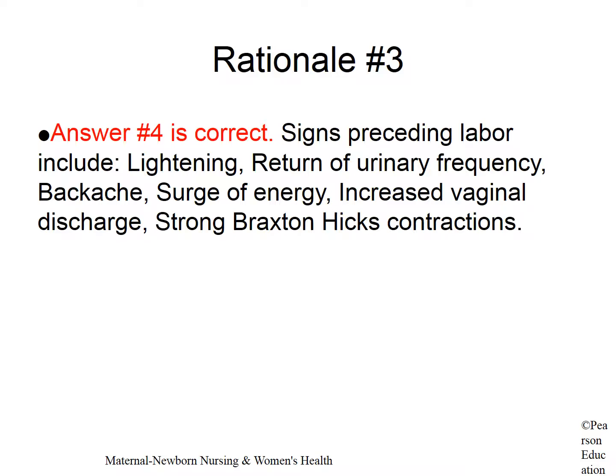So I know you guys all got this right. So the answer is 4. Signs preceding labor include lightning or the baby dropping in the pelvis, return of urinary frequency, so she's going to the bathroom more, not less, backache, surge of energy, increased vaginal discharge, or Braxton Hicks contractions. She can have all of those, or she can have maybe only 1 or 2 of those. But those are signs that something is beginning.